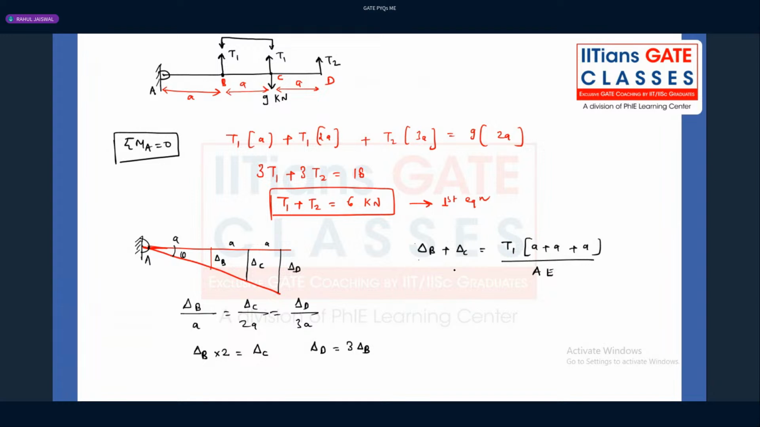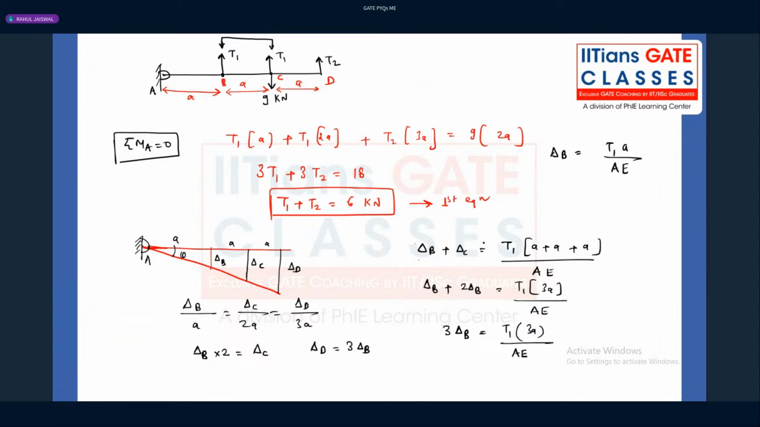Now what is the delta B here? I'm writing delta B. Delta C is what, guys? 2 times of delta B, T1 into 3A divided by AE. So it is 3 into delta B, which is nothing but T1 into 3A divided by AE. So from here, what is the delta B, guys? Delta B, I'm going to get T1 into A divided by AE.